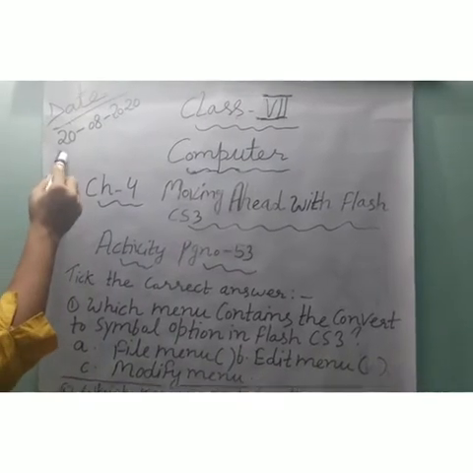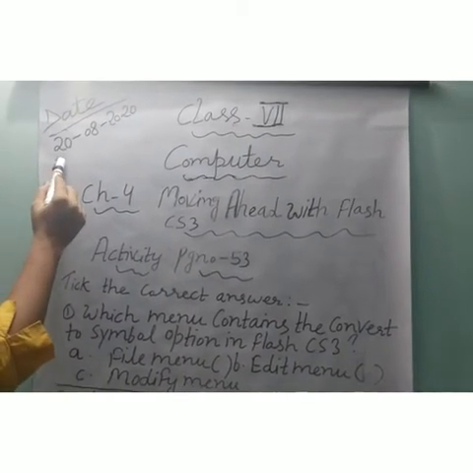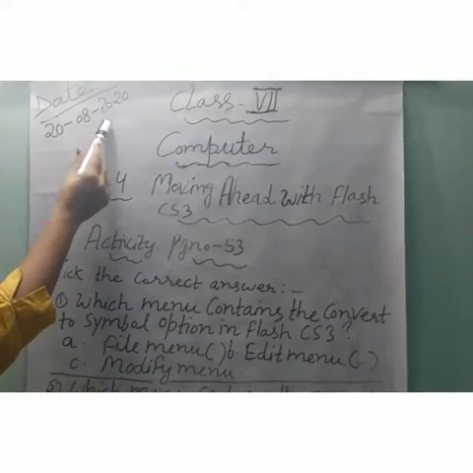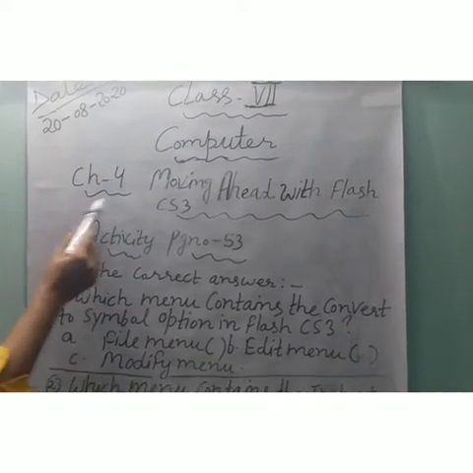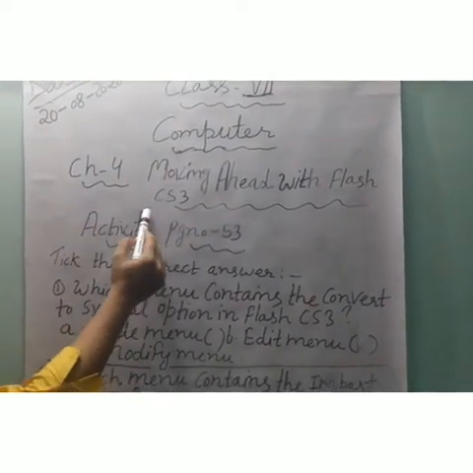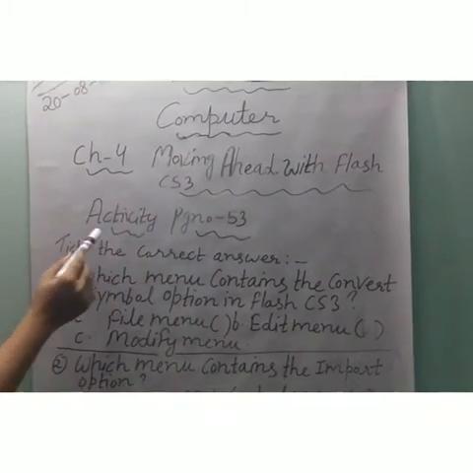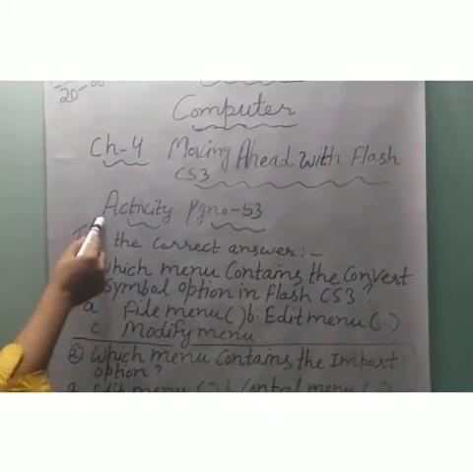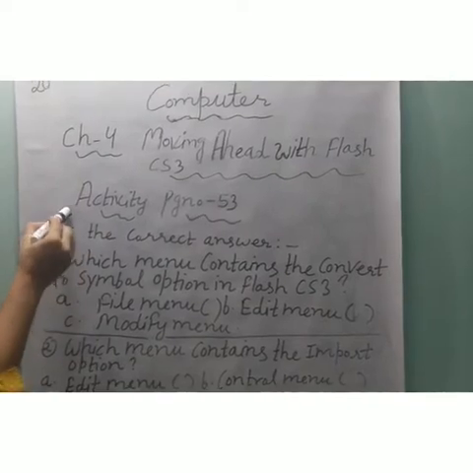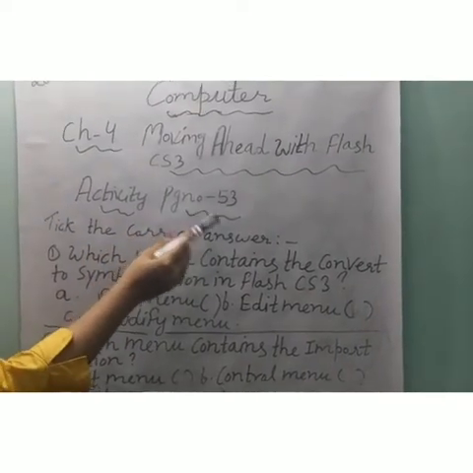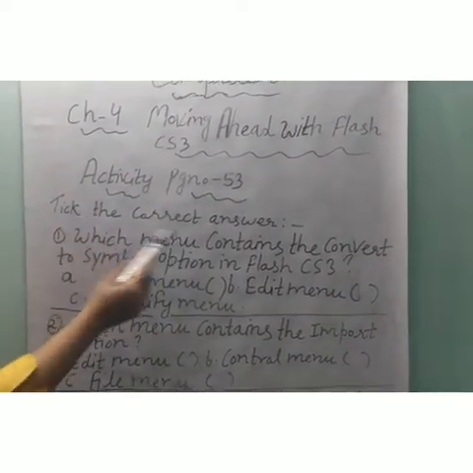Class 7, what's the date today? Today is 20th August 2020 and your chapter number 4, Moving Ahead with Flash CS3. Today we are going to first start with the activities. Open your book to page number 53. So let's take the correct answers first.